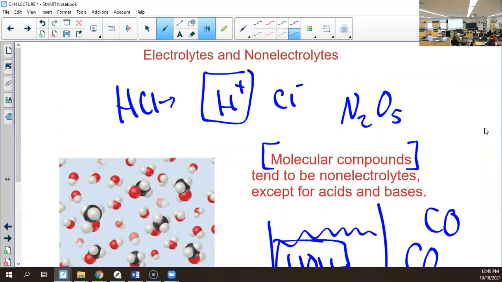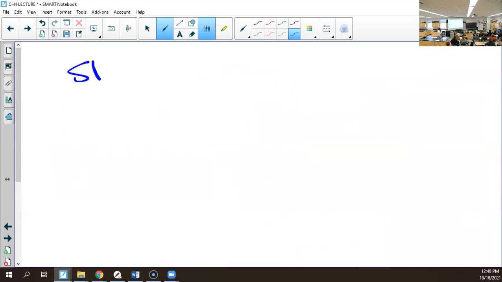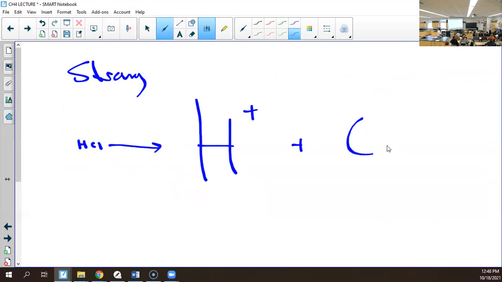Okay, I really want to draw a picture real fast, and I want you to put it in your notes. Okay, do you see the symbolism here? A strong electrolyte in a solution of the things that are present, the amount of H plus and Cl minus are huge compared to the amount of HCl present. So a strong electrolyte, the ions dominate in solution.